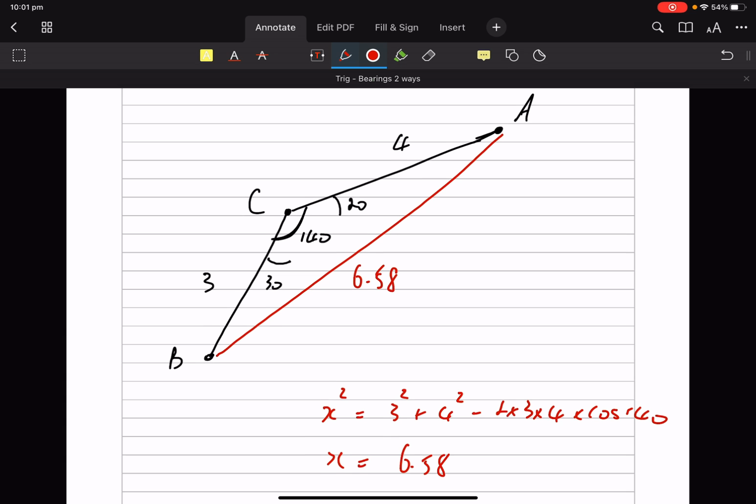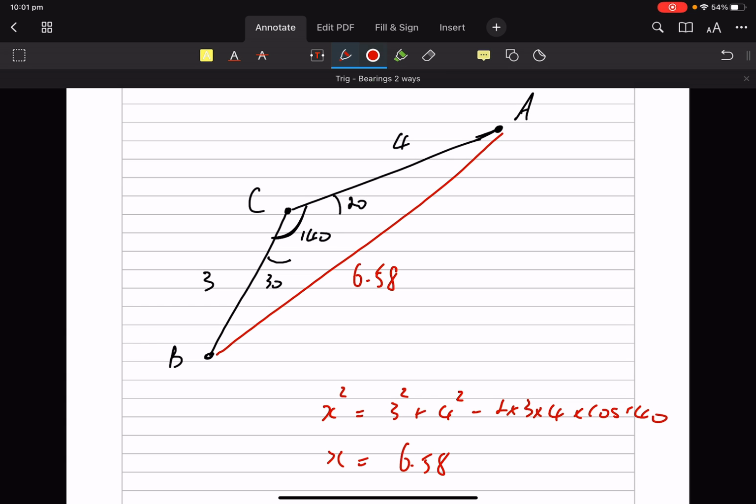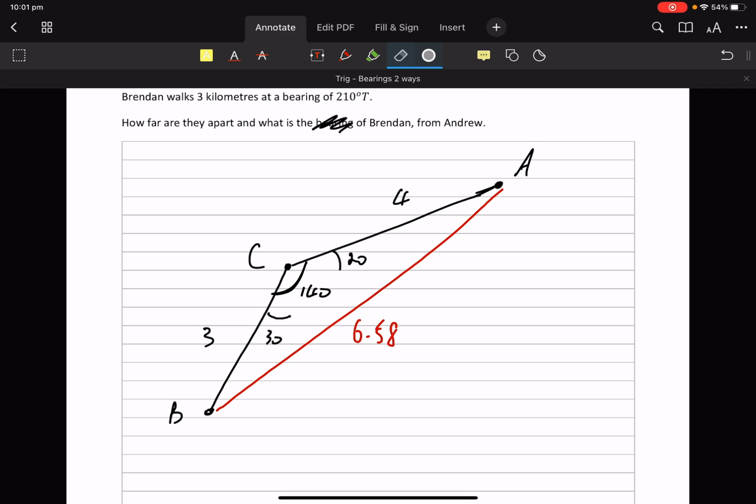The bearings, however, is a completely different kettle of fish. If I was doing this in the exam, I think I'd use the component way, which I just rubbed out. But let's do it the hard way, so you know how to do it no matter what, because there will be times where you've got to use this way. Let's just say you don't know the distance Andrew went. Then you're going to come back to this one.